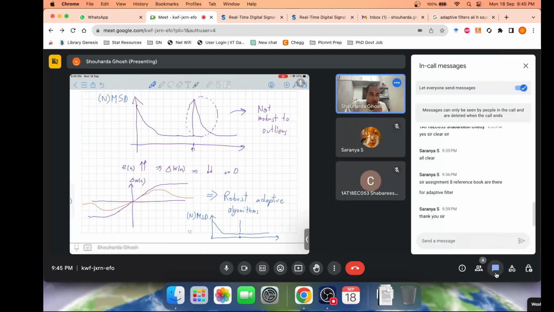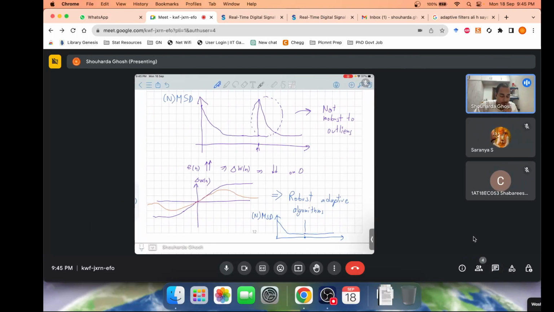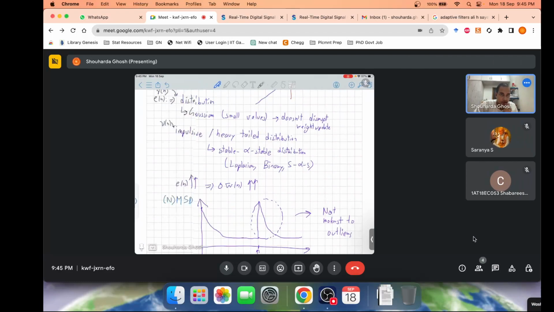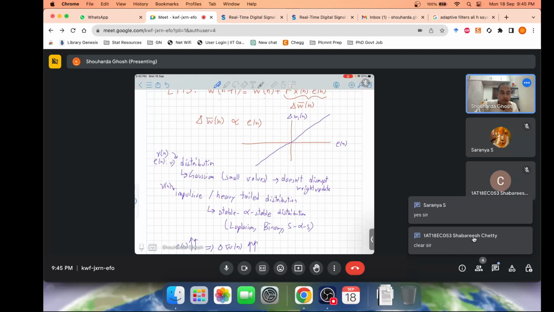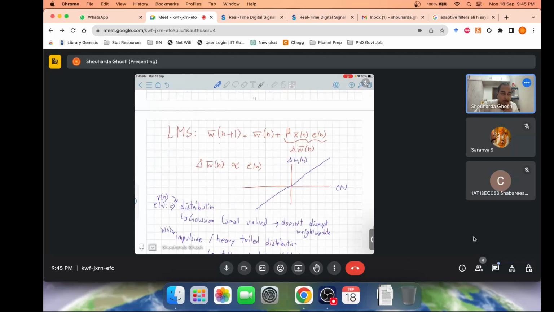So that's it about robust adaptive algorithms. Is this clear to all? It's not a part of the syllabus, but people are currently doing a lot of research on this. So in case any of you are doing a PhD or want to do a PhD in adaptive signal processing, this is a good field to look into. There are lots and lots of robust adaptive algorithms that have been worked upon, and people are still doing work in it.